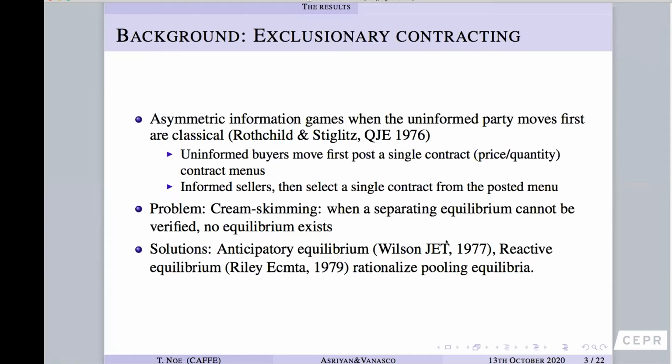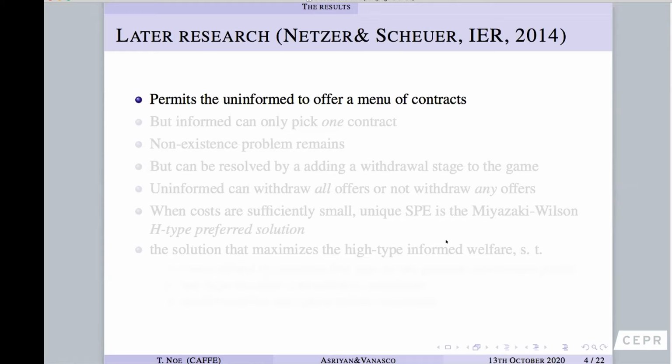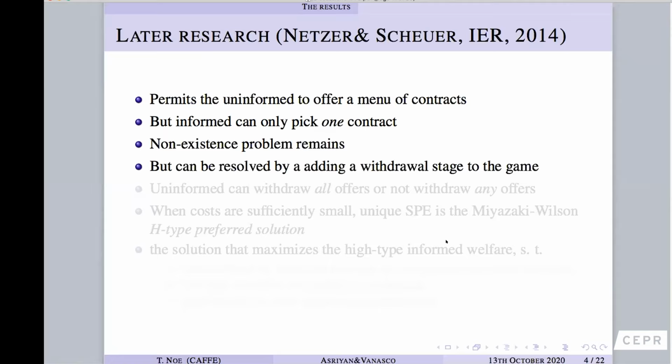Okay, getting closer to the present, this paper actually follows an approach in Nachman and Noe, and it permits the uninformed to offer a menu of contracts, but in their setting, the informed, conditioned on their signal, pick one contract from the menu. So you have this non-existence problem, and it's resolved by a withdrawal stage of the game. If you're one of the uninformed fellows, you have a chance after seeing the set of offers to withdraw all your offers or withdraw none of your offers. You can't cherry pick and withdraw some of your offers.